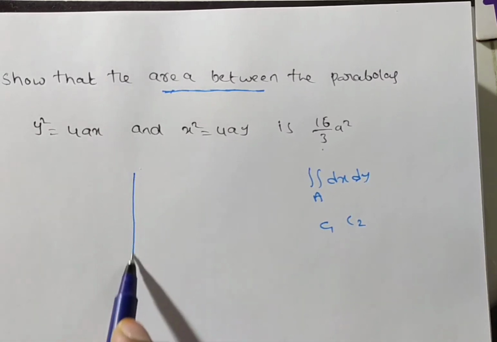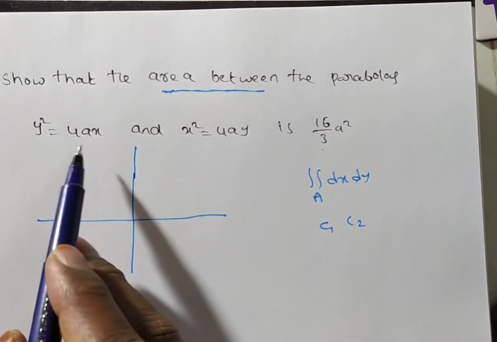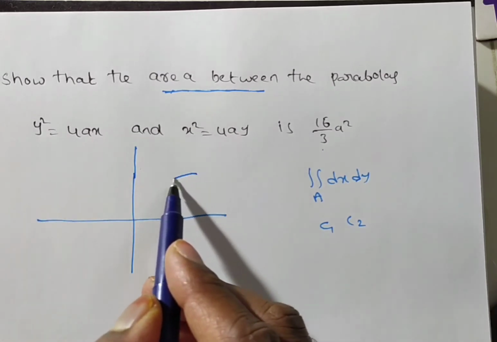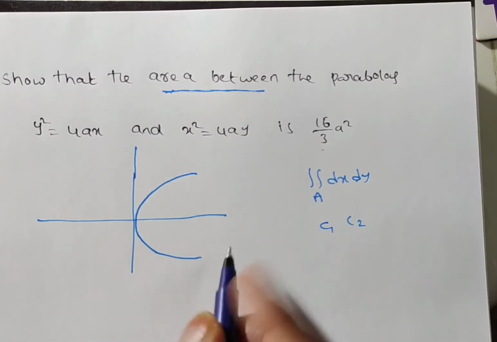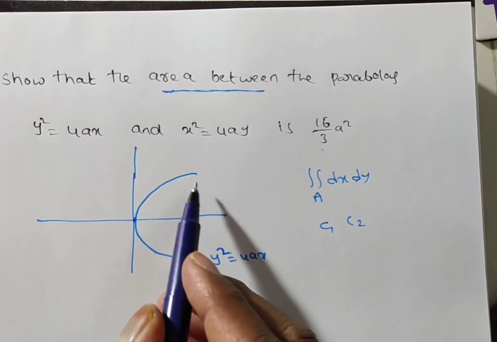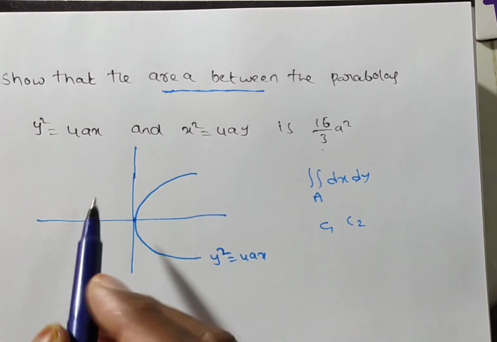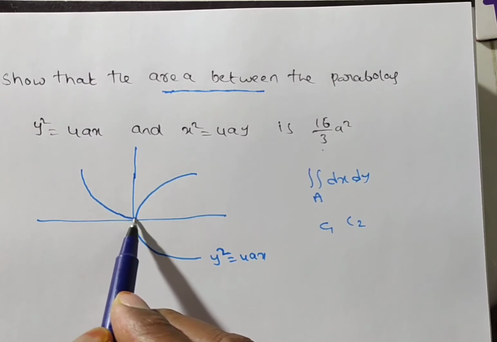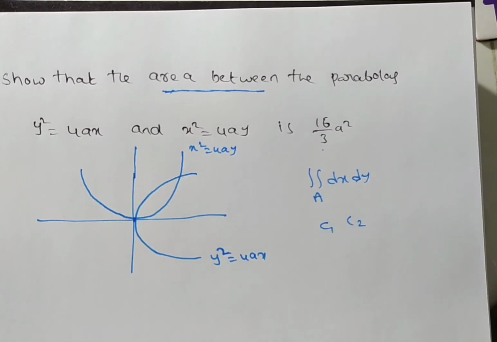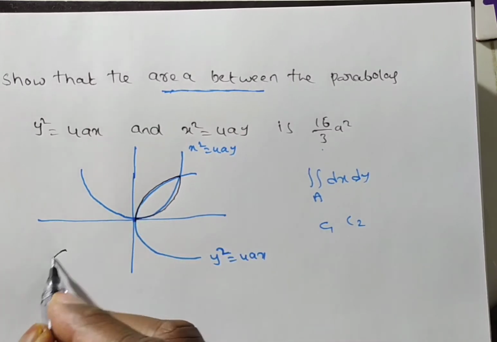That's it. You see, first I am drawing the given curves. First, y square is equal to 4ax is given. So y square is nothing but even powers of y, so it is symmetrical about the x axis. So this is the parabola, y square is equal to 4ax, which is symmetrical about the x axis. Next, x square is equal to 4ay. X square, so even powers of x, symmetrical about the y axis. The parabola shape is this one. So this is x square is equal to 4ay. Now we need to find out the area bounded by this region. So this is our region.